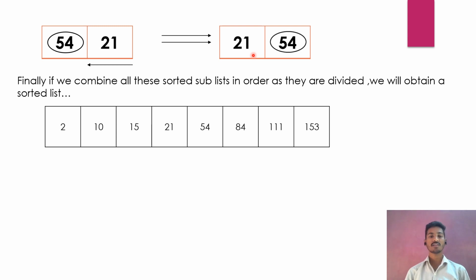We have to combine each sublist in order as they were divided. Finally, if we combine all the sublists in the order they were divided, we will obtain the array like this: 2, 10, 15, 21, 54, 84, 111, 153. We can see that this is a sorted array, and by applying quick sort, we sorted the given array. So we can say that quick sort is an easy method of sorting. Thank you.